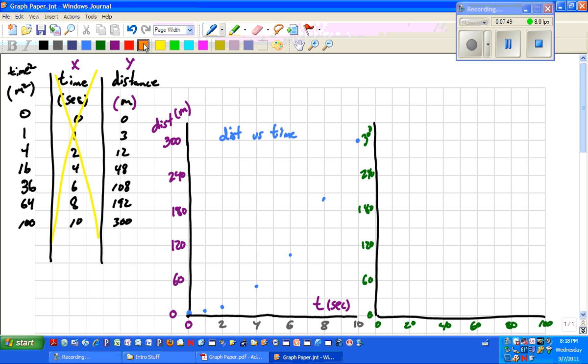All right, so I'm ready to go ahead and plot some points. So here's what I'll do. I've got 0, 0 again. Now this becomes my x here. So it's going to be 0, 0. Plot that point. And then 1 and 3. So that's going to be really close to the bottom here. It's going to be practically on top of that. 4 and 12. And it's going to be, you know, down here somewhere.